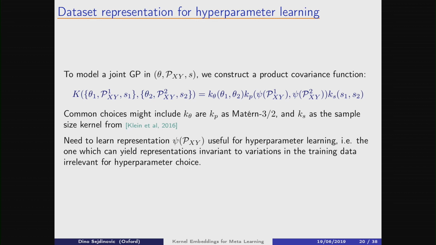Okay, so what do I have to do? I have to now build a joint Gaussian process model on hyperparameters, joint distributions, and sample sizes. For that, I need a covariance function across all of these arguments. In particular, we will use a product covariance function. There will be just the standard covariance on hyperparameters. Fine, that's the usual stuff. That's what we take from the paper by Klein et al., the covariance function on the sample sizes itself. And our contribution is this term here, which is the covariance function taking particular features of the joint distributions of inputs and outputs across two tasks as arguments.